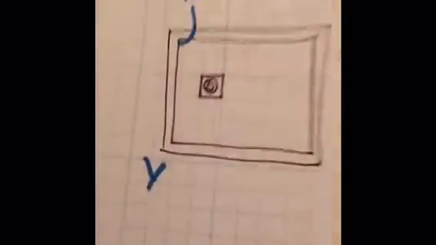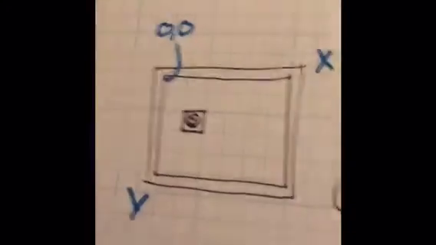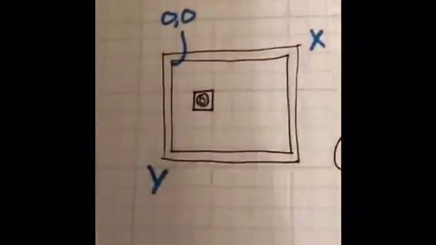Now, in order to write these programs, it's a good idea to know how the parts of a computer, like the monitor and the mouse, operate. So a monitor is just like a graph in math.